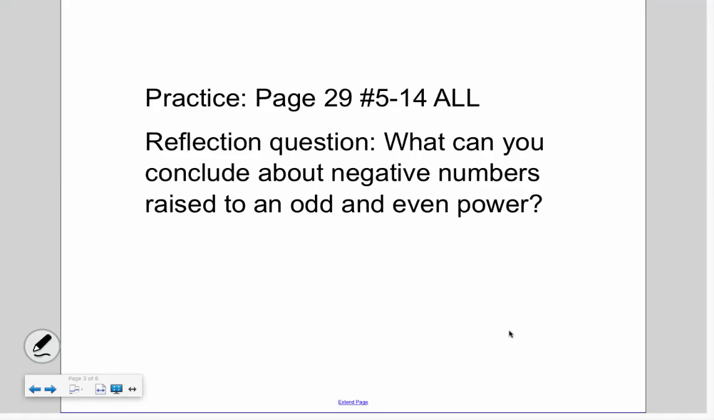Okay, your practice problems are from page 29 of section 1-4 under exercises. You need to do numbers 5 through 14, all of those problems. It shouldn't take you very long at all. You need to have those answers recorded.